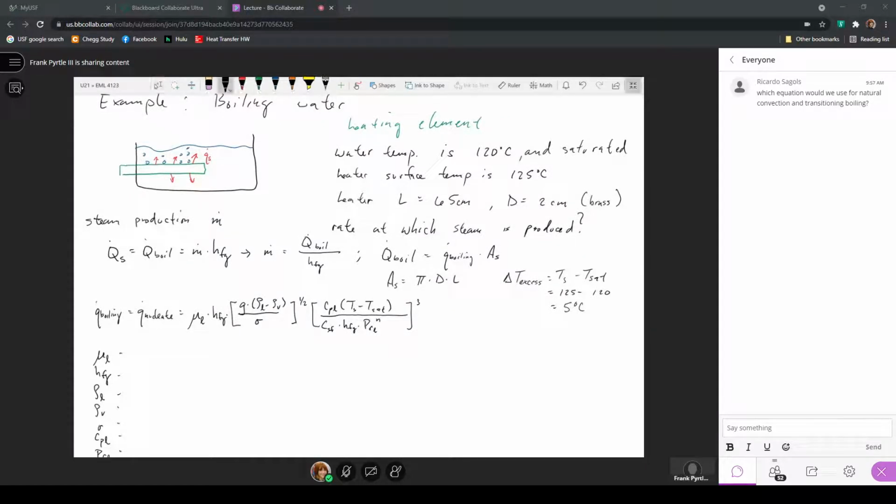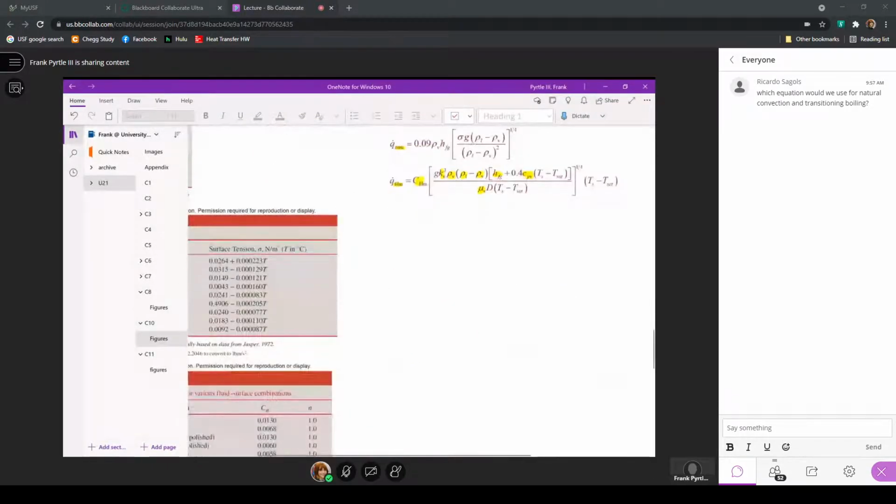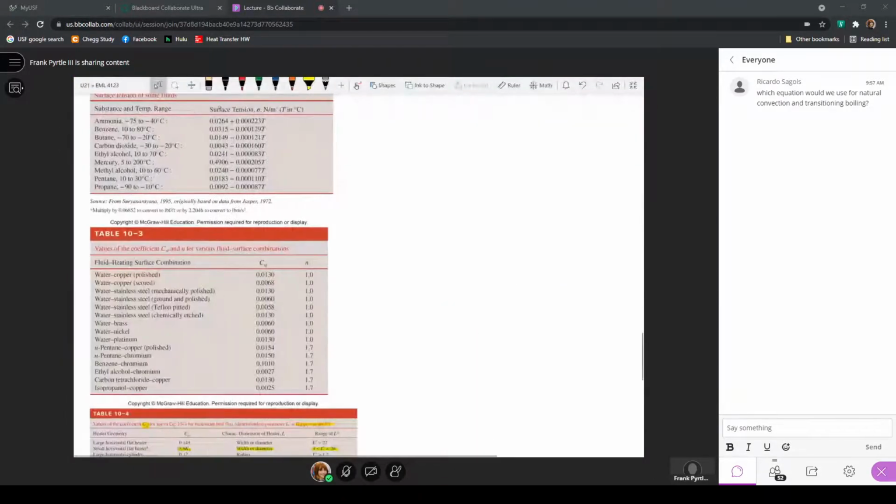So if I use brass, and I go back to those tables, again, these tables that have C sub SF and N are only going to be used for the Rohsenow correlation, where we have nucleate pool boiling occurring. So we have water and copper, stainless steel, water, brass here. It says the value of C sub SF is 0.006 and N is 1. Now notice for all of these expressions that have water with a given surface, N is equal to 1.